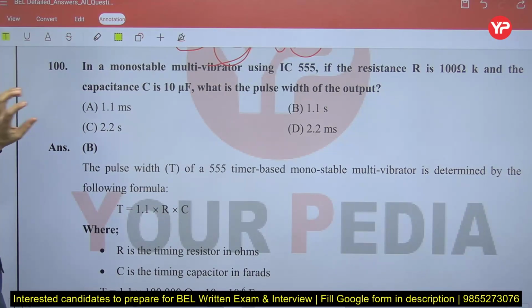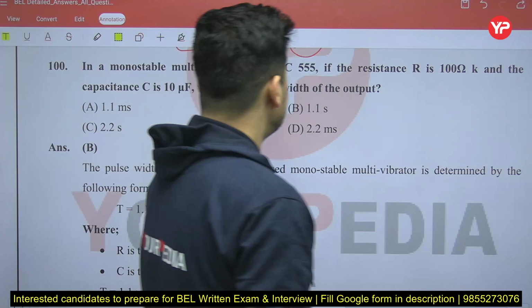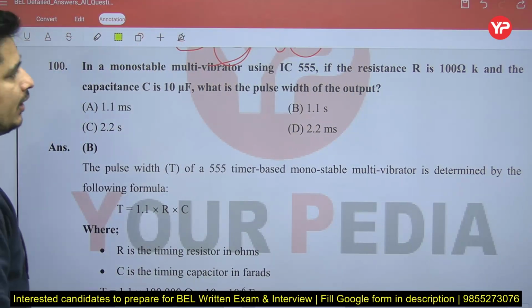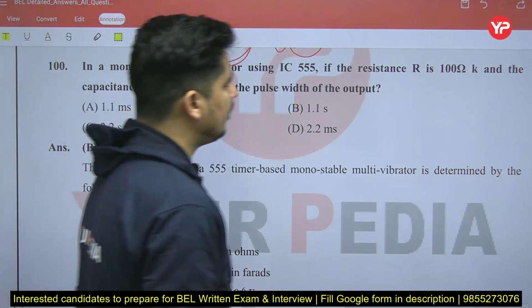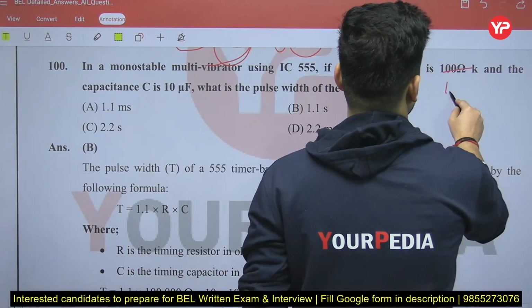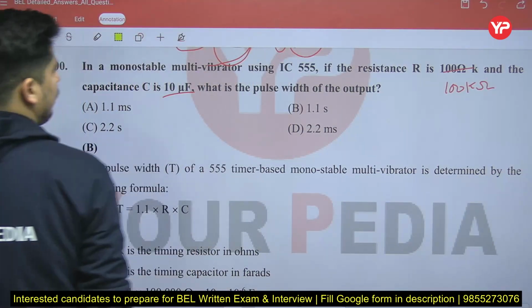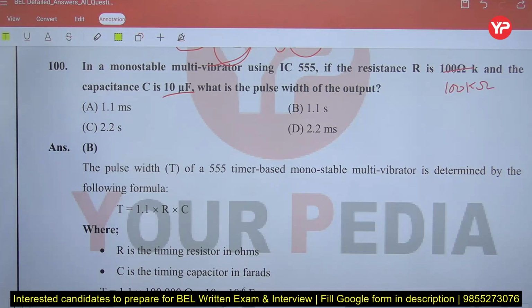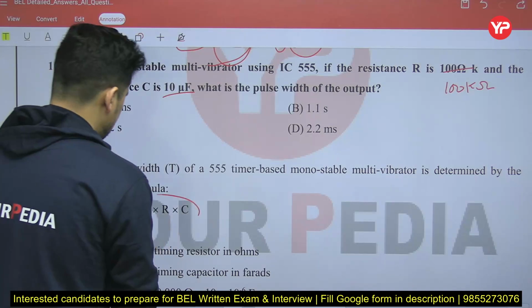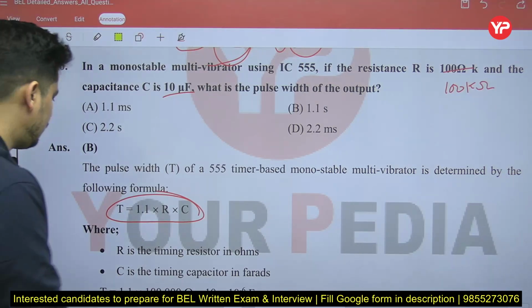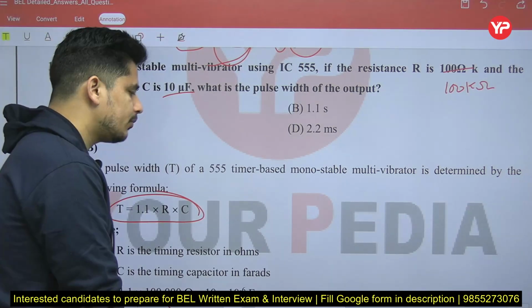The last question: a monostable multivibrator IC 555, if the resistor R is 100 kilo ohm and the capacitance is 10 microfarad, what is the pulse width of the output? See, basically, in case of a monostable multivibrator, the time period is 1.1 into RC. So all the values are given to you. You can plug in the values and calculate the time period.